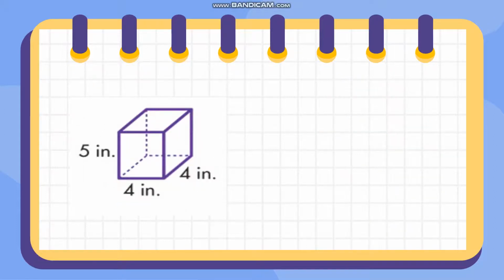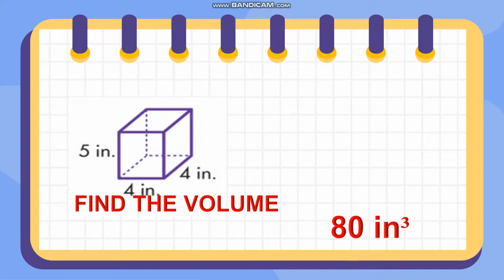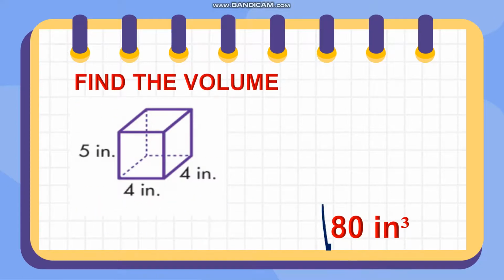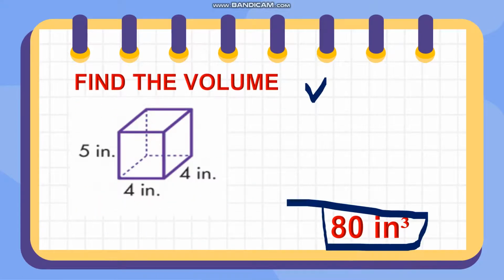Now, the next example, how to find the volume of this. So the answer is 80 inches. Why? The volume uses the formula length multiplied by width multiplied by height.